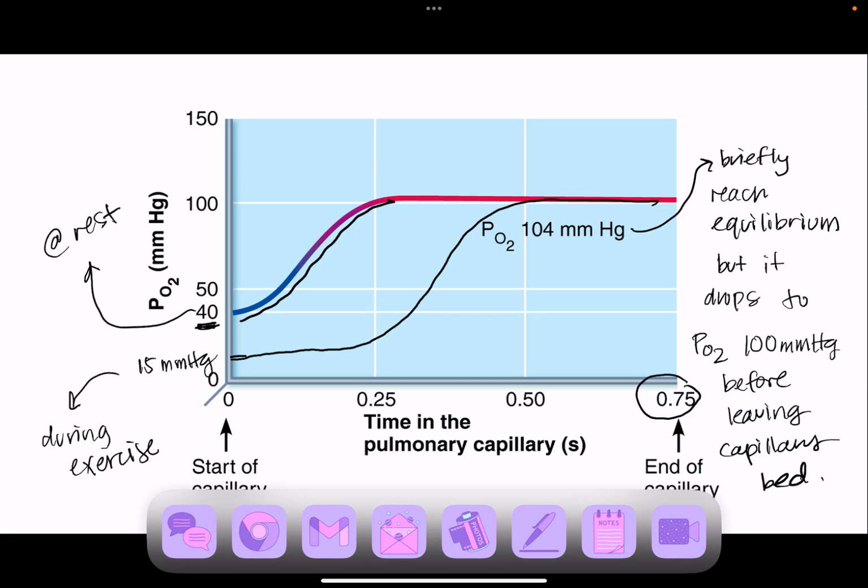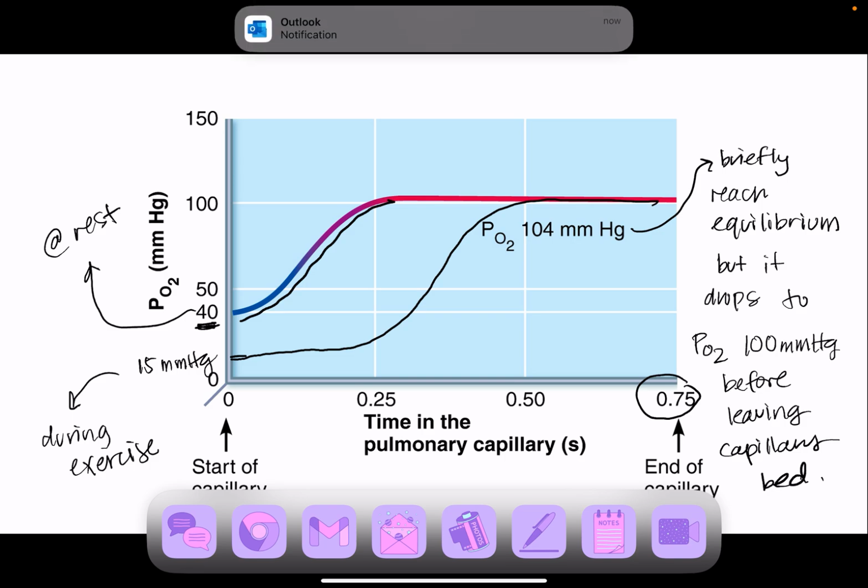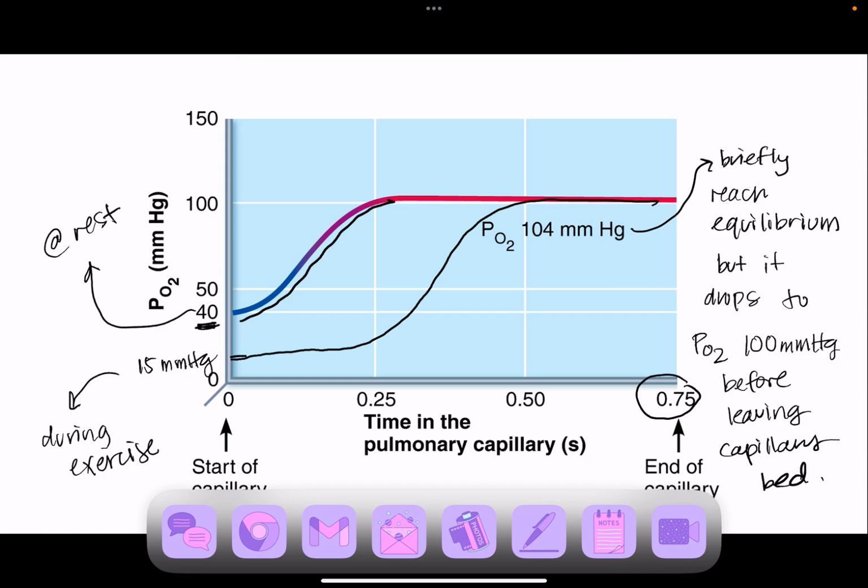So it only takes us a quarter of a second to go from a PO2 of 40 to a PO2 of 104 to 100. That acts as a buffer because there are times where we're using more oxygen and we're going to need more time to get fully oxygenated and get back up to that PO2 of 100.